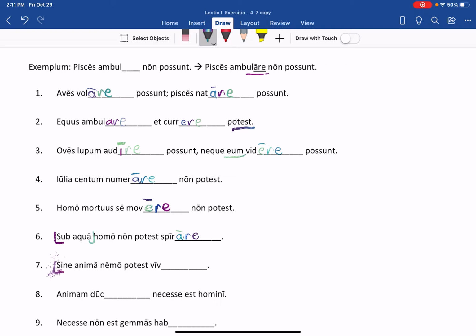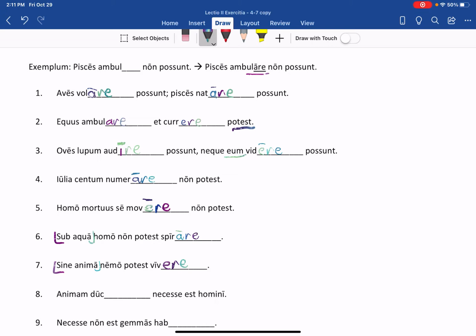7, sine anima nemo potest vivere. Sine anima, it is without breath. Nemo, not talking about the fish here. It is no one. Without breath, no one is able to live. Vivere.